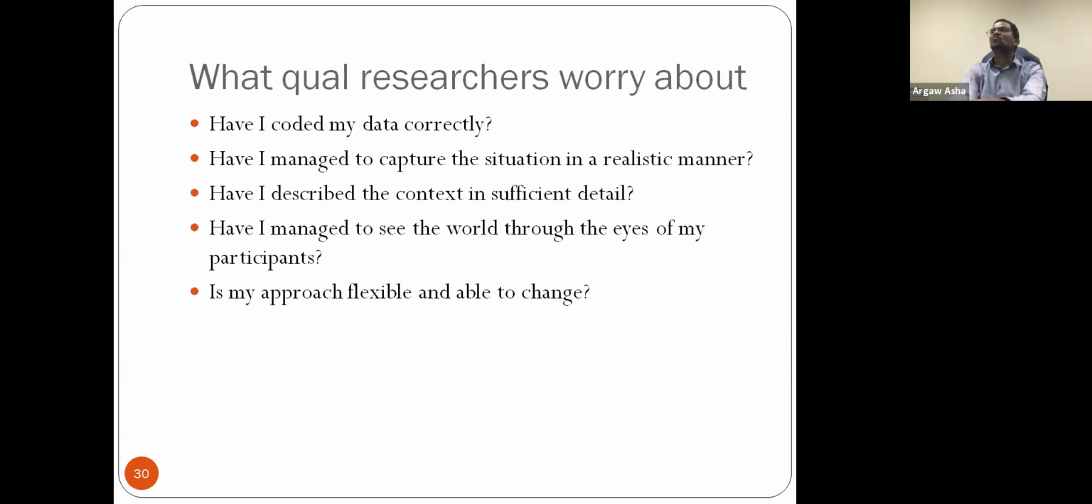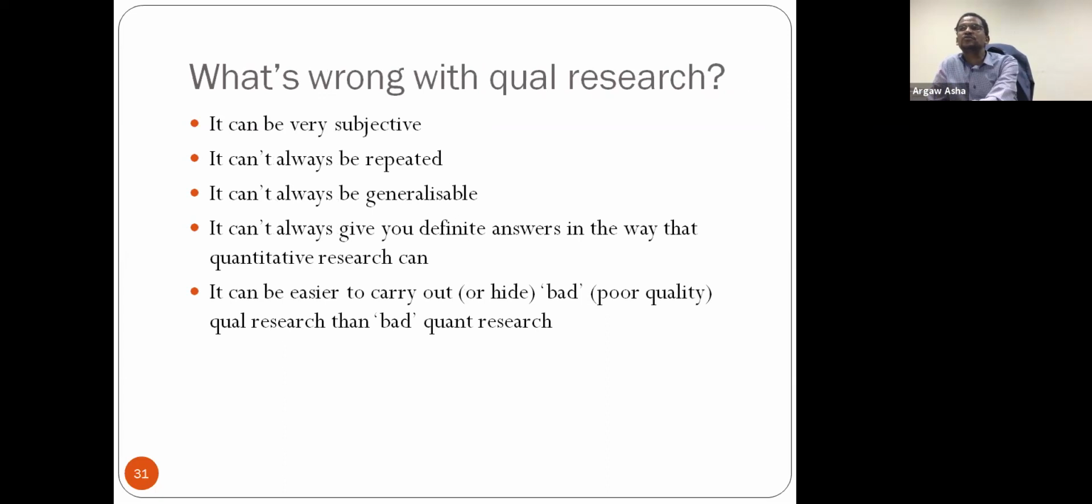As qualitative researchers, what worries you? One is, have I coded my data correctly? Coding is very important, how you formally transfer your data into coding systems. The second is, have I managed to capture the situations? Is that realistically managed? How does the context matter in terms of sufficiency? Then finally, is my approach flexible and able to change? So you can focus on those cases.